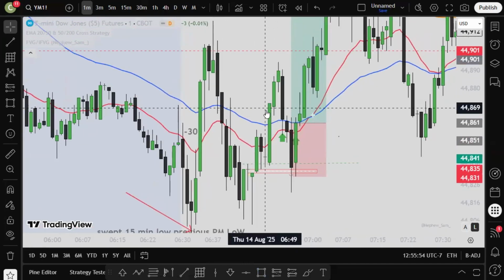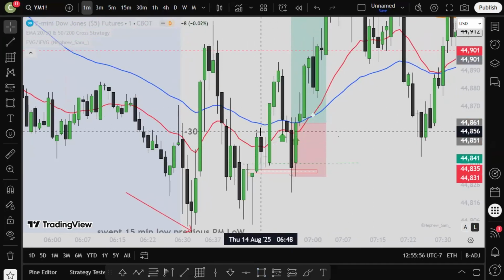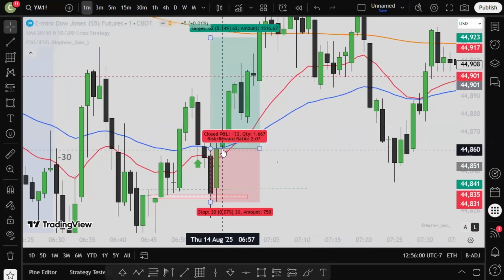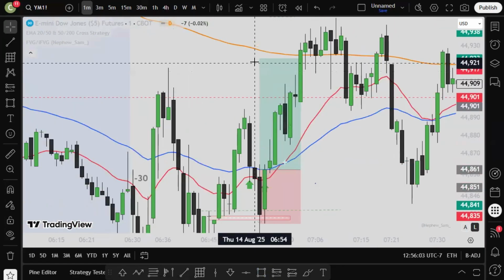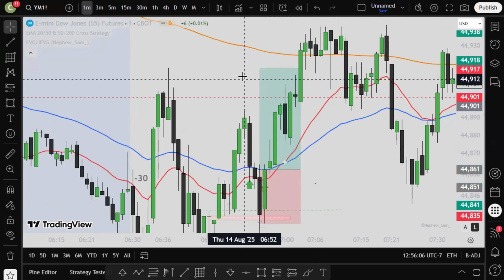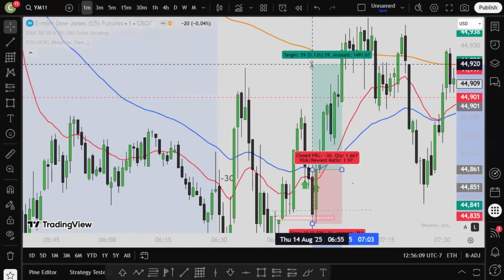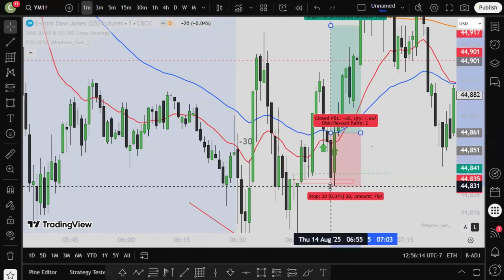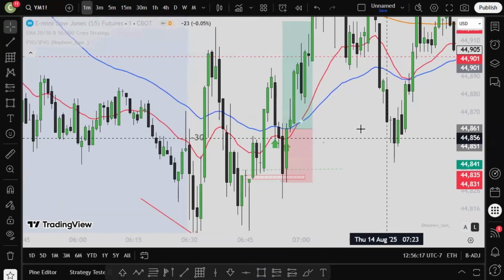So it displaces here over this mitigation block. I took it in here, got stopped out here, and I took it right when it crossed over the 50 right here. Target my next high, immediate high right here, 57 points. I went to a 1 to 2, whatever it was. My stop placement was right below the candle wick, 30 points. And there's my 30 points for the day.